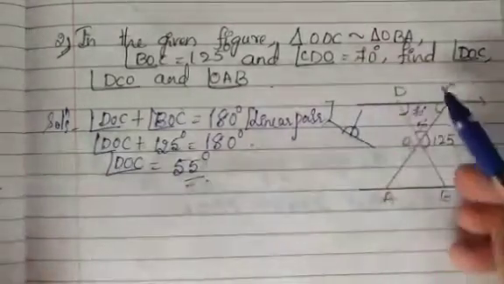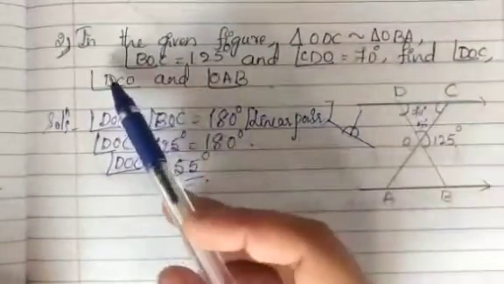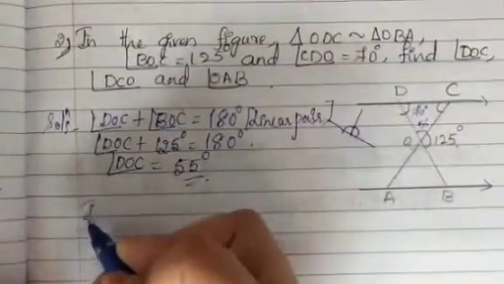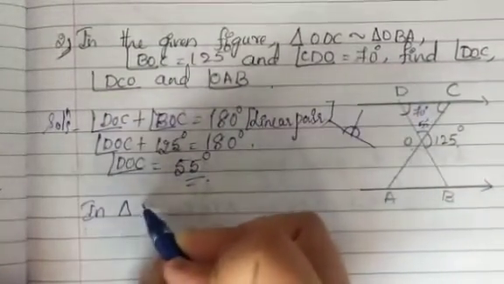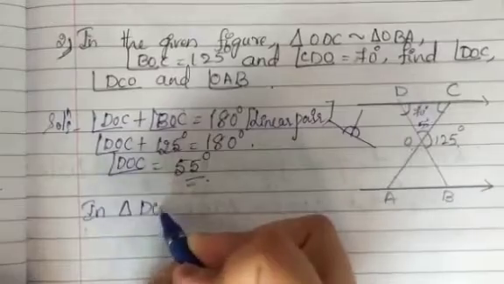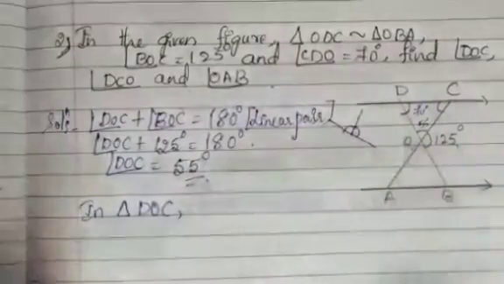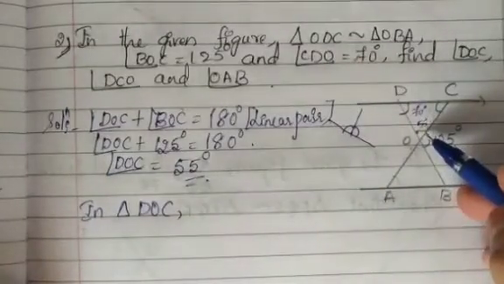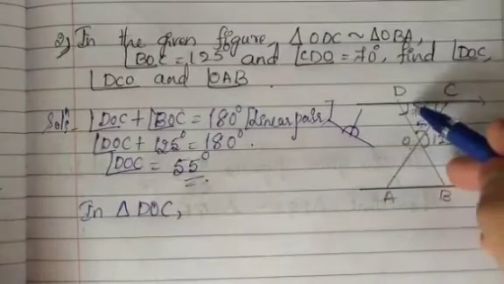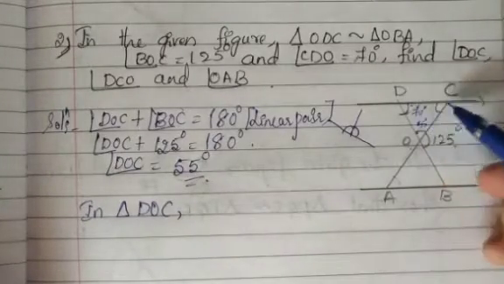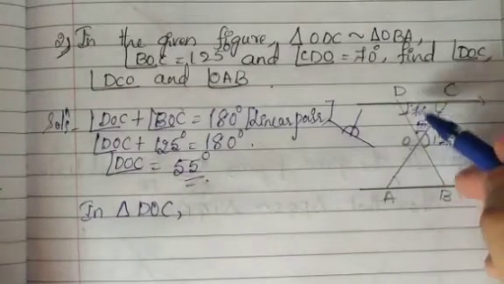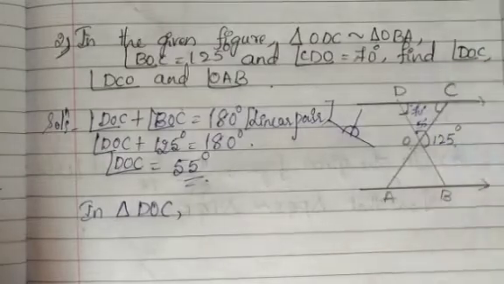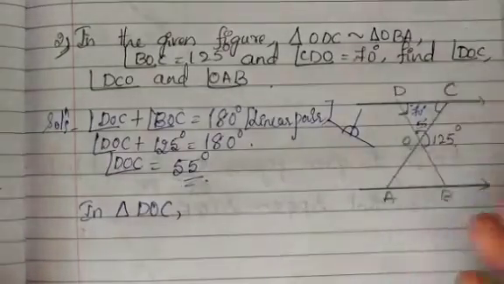So which is the next one? Next I have to find out DCO. So I am taking triangle DOC. If I take this, this one I am getting as 55 degrees. This is 70 degrees there. So you know this is one triangle here. Two angles are given, so another angle you can find out by the angle sum property.